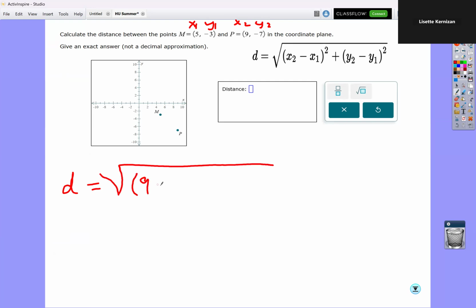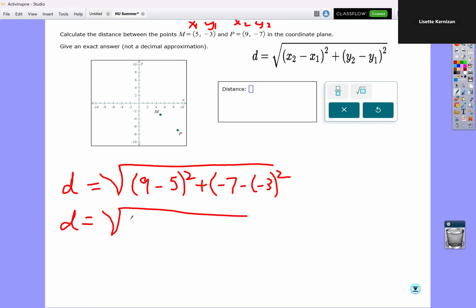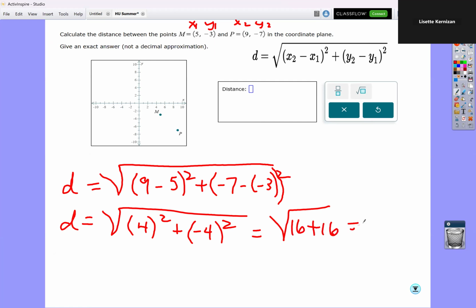formula. So I have 9 minus 5 squared plus -7 minus a -3 squared. That becomes 4 squared plus, so it's -7 minus a -3 becomes -7 plus 3, which is -4 squared. So this gives me 16 plus 16, which is the square root of 32.